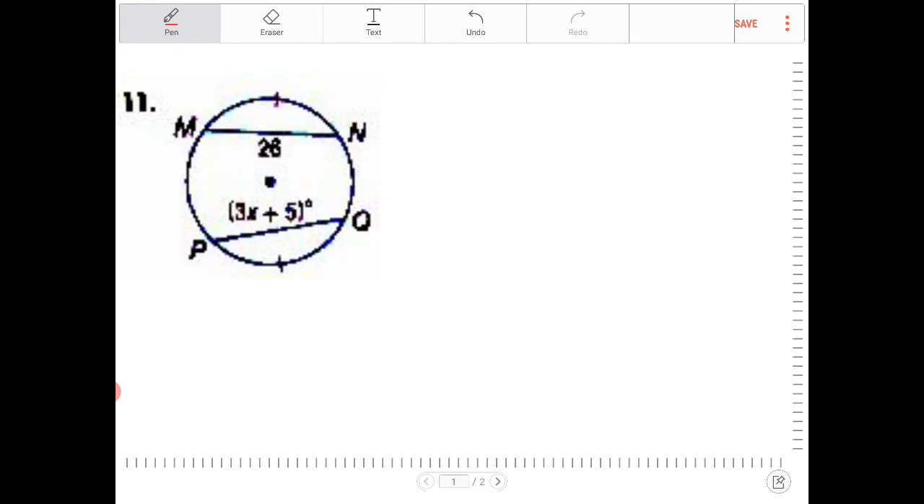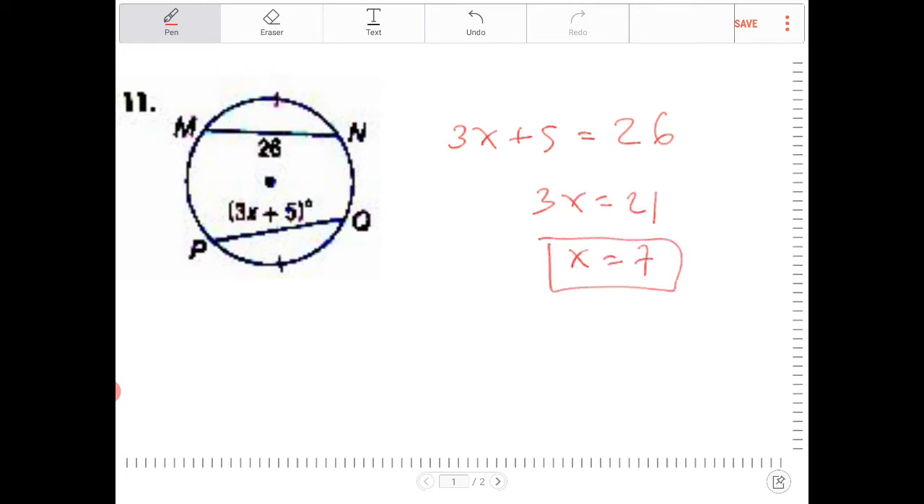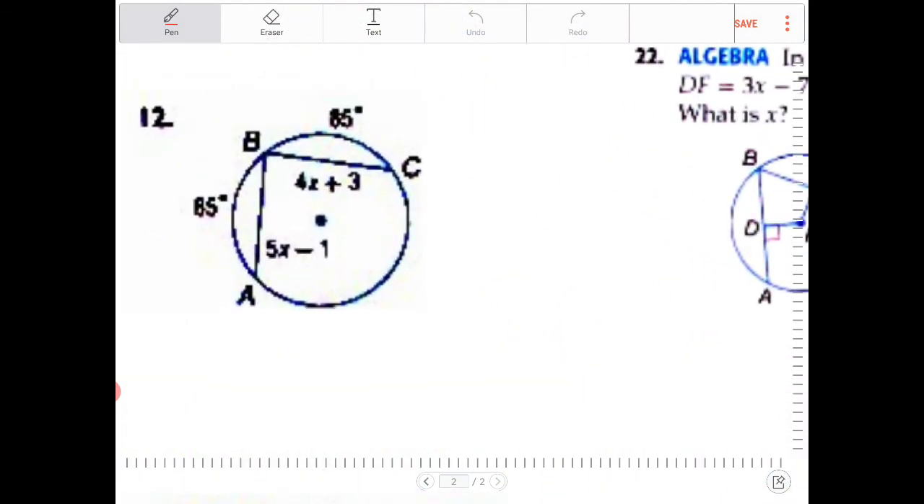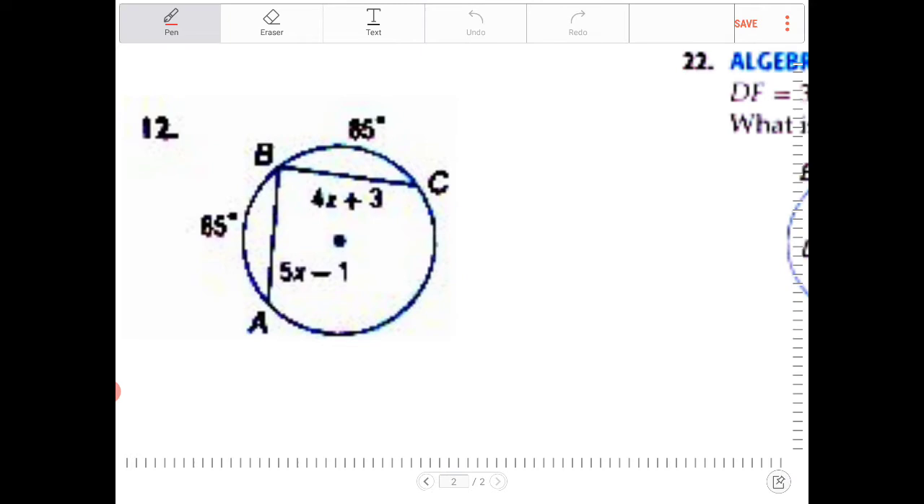One more time, congruent arcs intercept congruent chords. 3x plus 5 is equal to 26. Subtract both sides by 5, 3x is equal to 21. X therefore is equal to 7. Congruent arcs intercept congruent chords. 4x plus 3 will equal 5x minus 1. Subtract 4x, add 1, I end up with x is equal to 4.